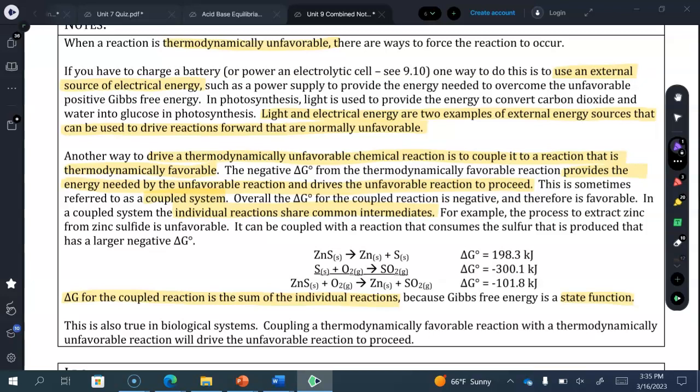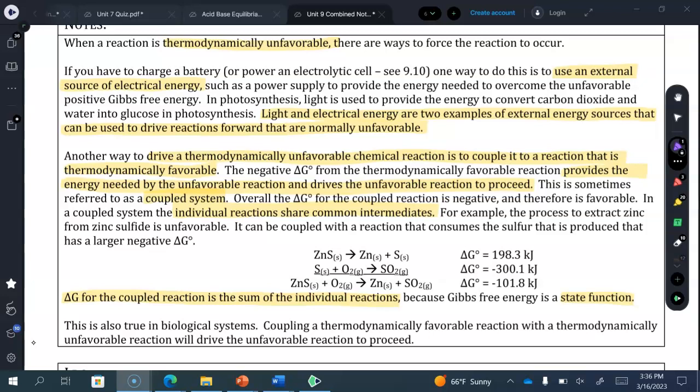Another way to drive a thermodynamically unfavorable reaction is to couple it to a reaction that is thermodynamically favorable. The negative delta G from the thermodynamically favorable reaction provides the energy needed by the unfavorable reaction and drives it to proceed. This is sometimes referred to as a coupled system. Overall, the delta G for the coupled reaction is negative, therefore it is favorable. In a coupled system, the individual reactions share common intermediates, so one produces it and then it's used by the other.